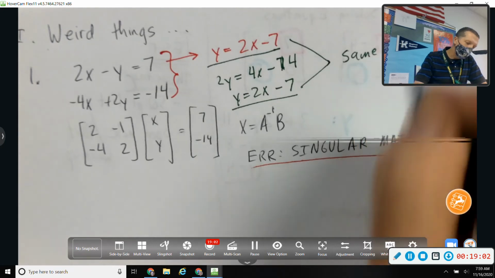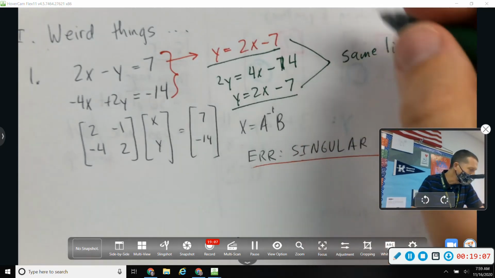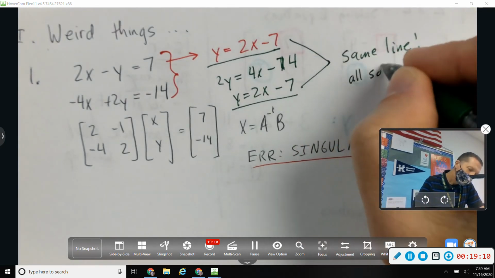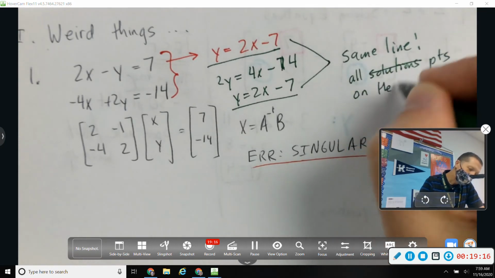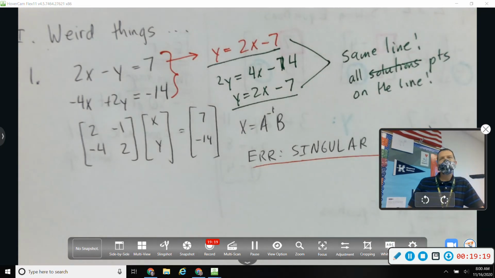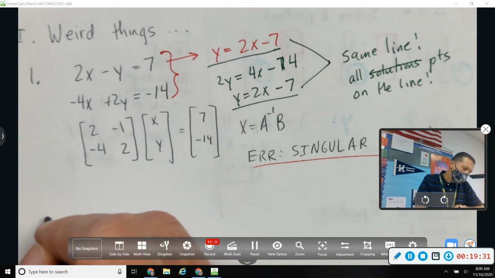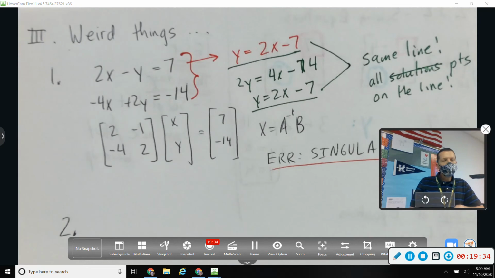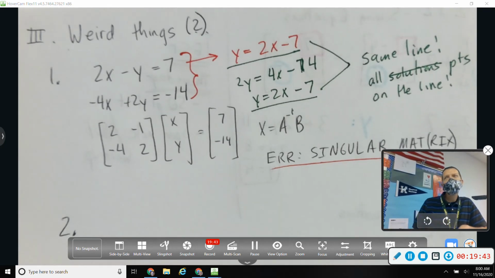So if we're looking for where those lines intersect, all the places on the line, or all points on the line. All points on the line are solutions. That's why it couldn't give you an answer, because this was kind of weird. It turned out to be the same line. Now, the extra weird thing, it's like double weirdness going on here, is that's not the only weird thing that can happen. There's another possibility for weirdness.